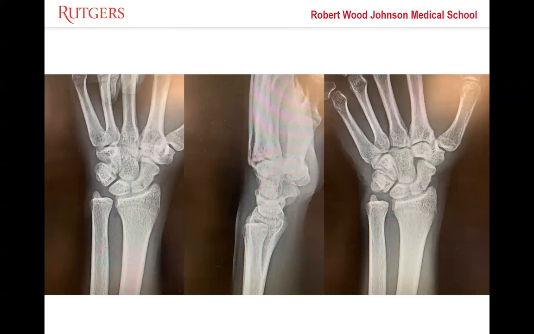All right. So we have these x-rays, he's 4 weeks out. What do we want to do next? What's your next step here? Let's bump this up to Jeremy. He said every day he puts on this thumb brace.